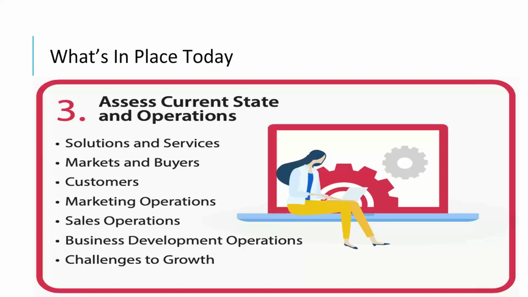Now, the third area that we look at when we're creating a playbook is what's in state today? What's your current operations? So what's in place today? How are you providing your solutions and services? What markets and buyers are you targeting? Who's your customer base? What kind of marketing and sales operations do you have in place today, as well as business development? And then what challenges do you have for growth?